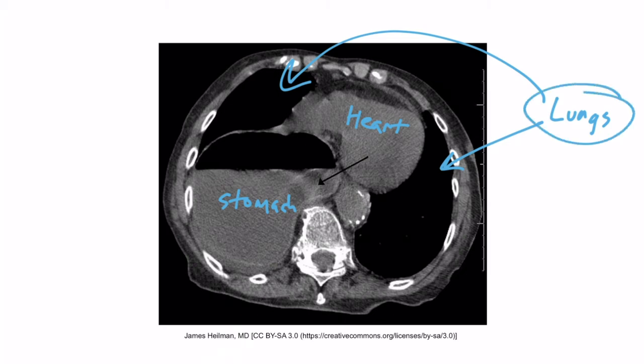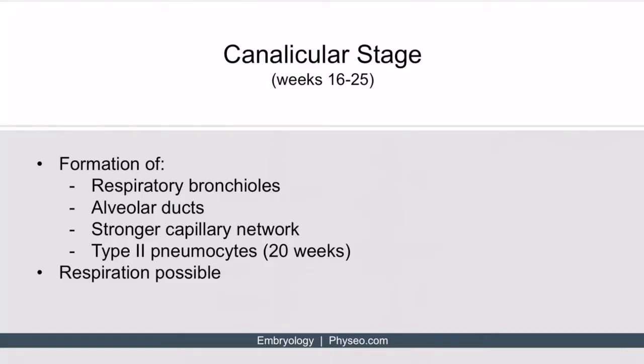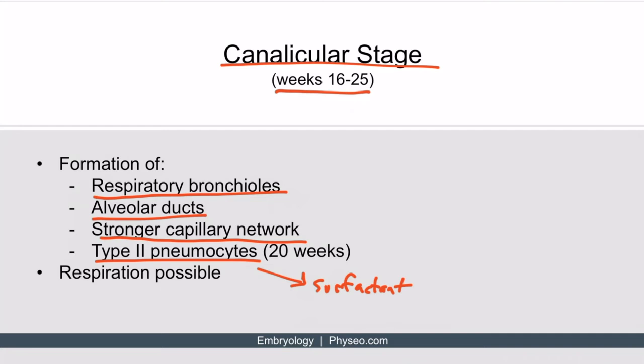Now let's move on to the canalicular stage. The canalicular stage occurs between weeks 16 and 25, and it results in the formation of respiratory bronchioles and alveolar ducts and a more robust, stronger capillary network. And during this stage, type 2 pneumocytes begin producing surfactant. And this decreases surface tension and allows the alveoli to expand.